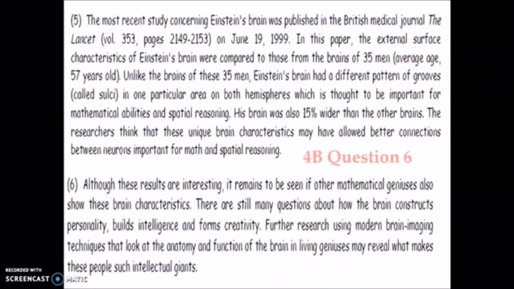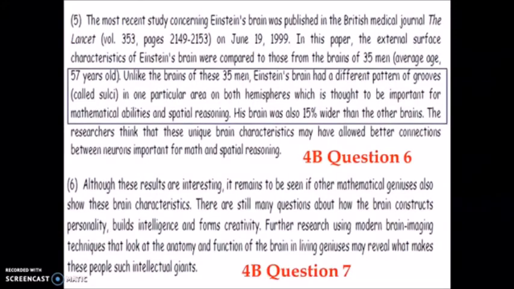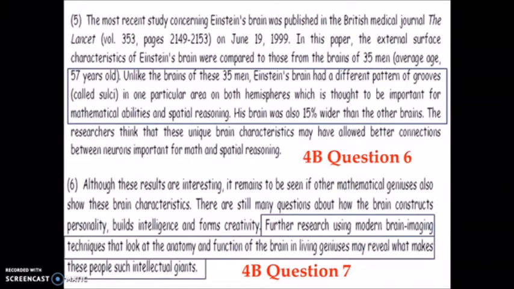Okay, and question number 6 and 7, you will see that in number 7, of course, the writer concludes more research is needed on the brains of living geniuses. We need more research. How is it possible for this man to be that clever, that genius, you know what I mean? And these intellectual giants' brains, these people's brains should be analyzed. That's what the writer talks about, concludes.